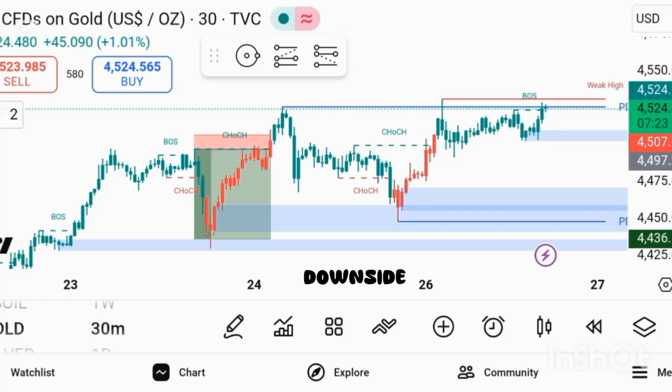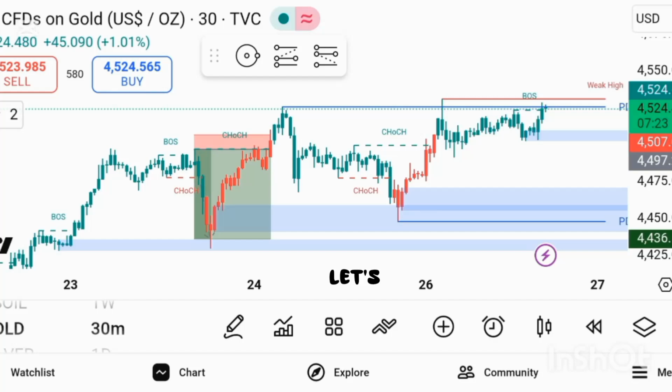On the downside, the most important support is the demand zone between 4,460 and 4,470. This is where strong buyers previously entered the market. Below that, we have the previous day low, around 4,450. And even deeper, there is another strong support zone between 4,430 and 4,440.